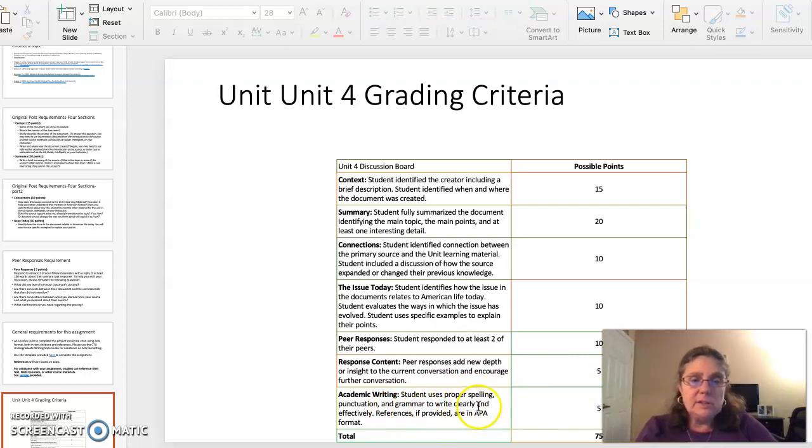Academic writing: student uses proper spelling, punctuation, and grammar to write clearly and effectively. References, if provided, are in APA format. My comments, how many points out of 5? I total it up out of 75.